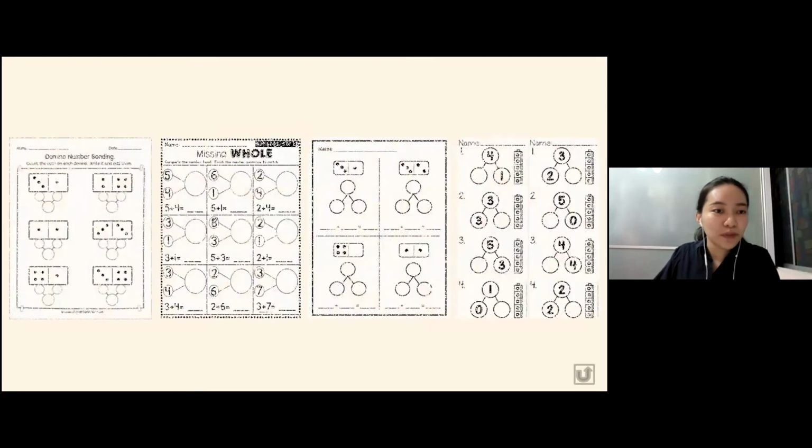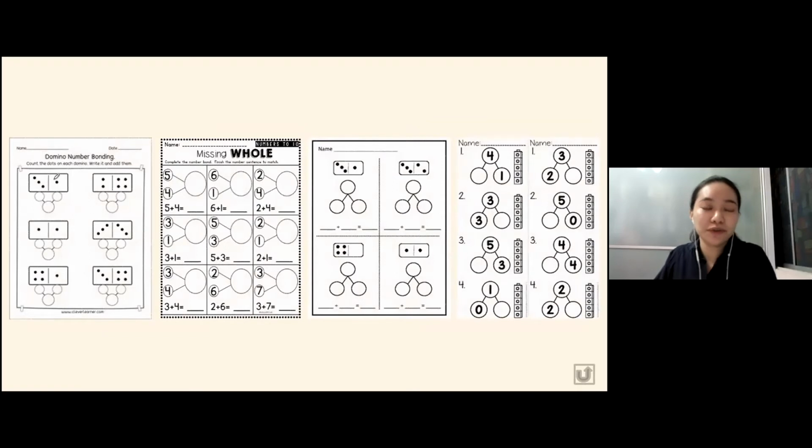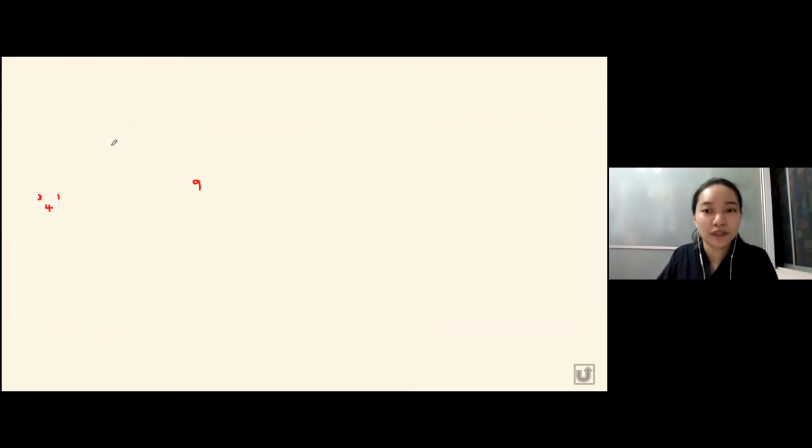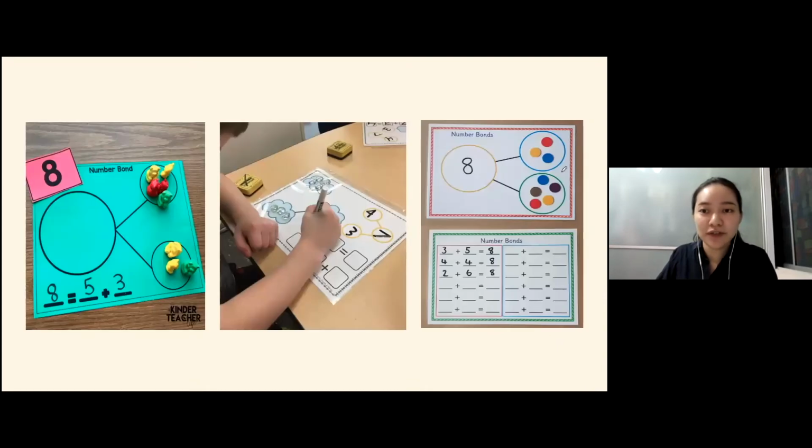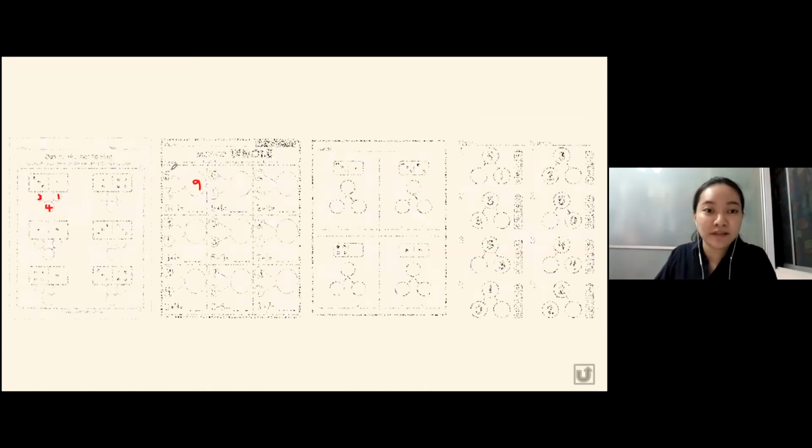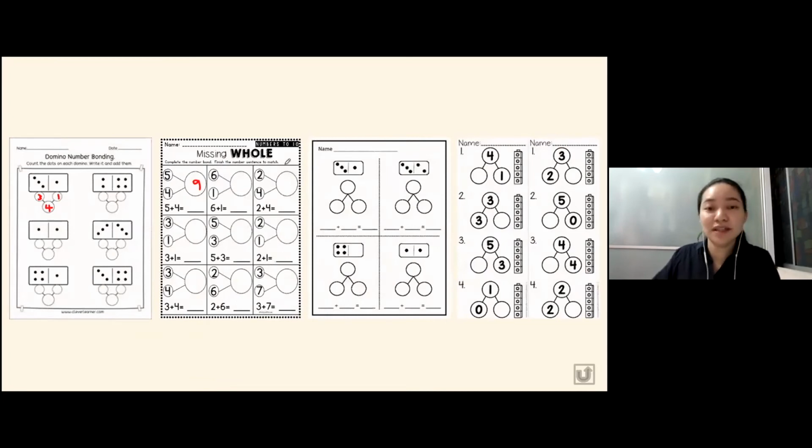So here are some worksheets you can use to teach your kid. 3 and 1. So 3 and 1 together is 4. And slowly they will know 5 and 4 is 9. You can pair it together with the activity we have just now. You can give them the mat and then give them the worksheet and ask them to sit down and do it. So this is where they find the missing number.